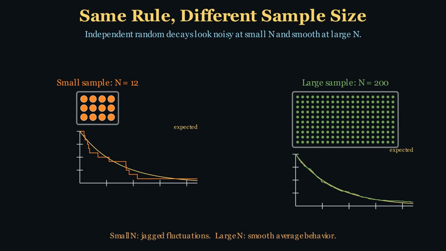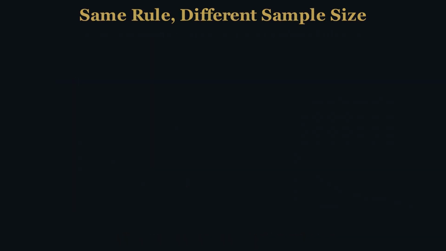This is the key idea. One nucleus is unpredictable, but a large collection becomes statistically predictable. That is why radioactive decay is described so well by an exponential law.